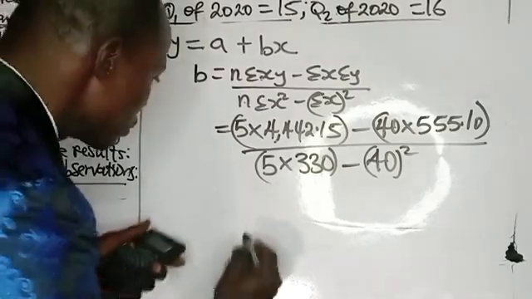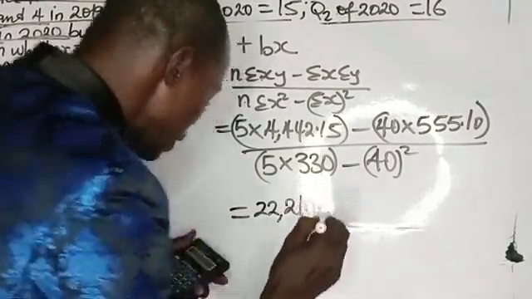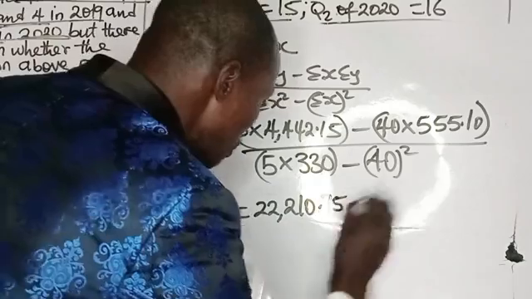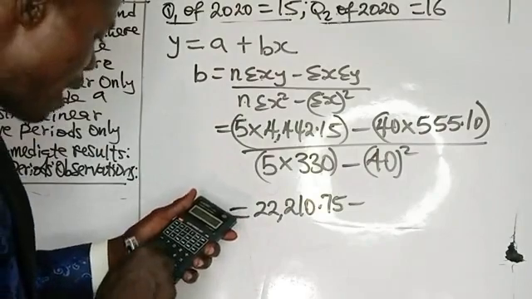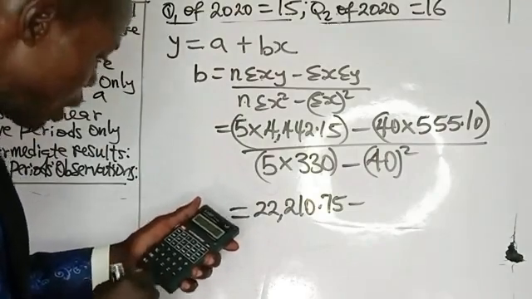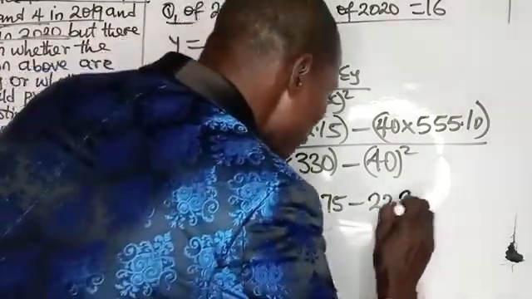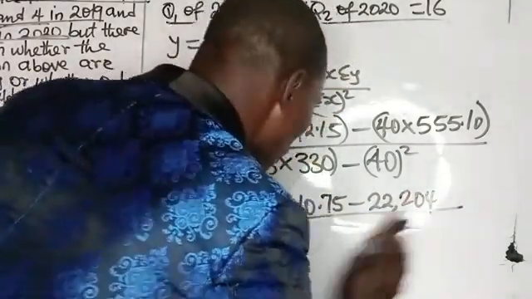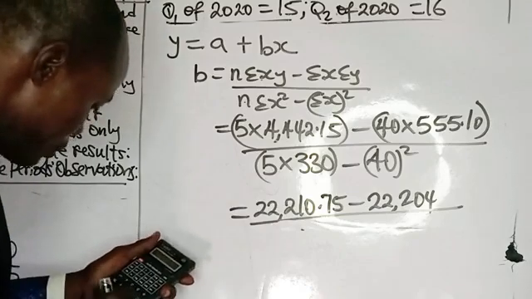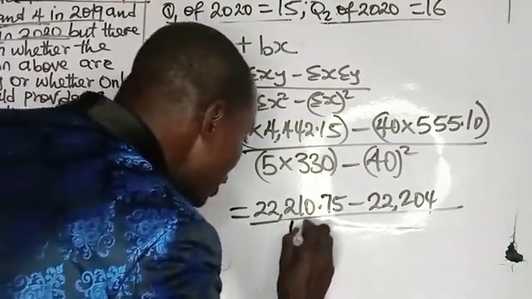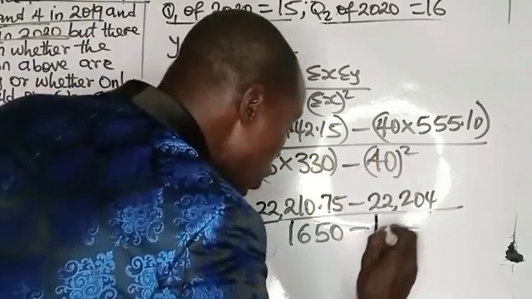So we have 22,210.75 minus 40 times 555.10. That gives us 22,204, all over 5 times 330. We have 1,650 minus the square of 40, which is 1,600.